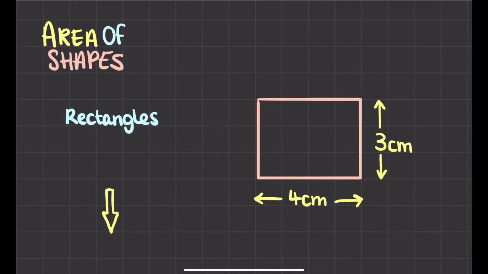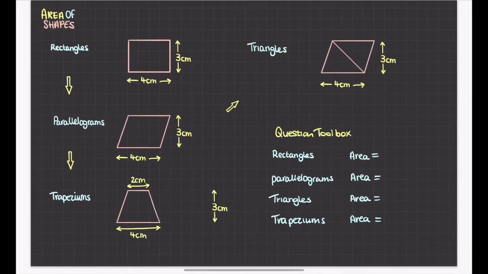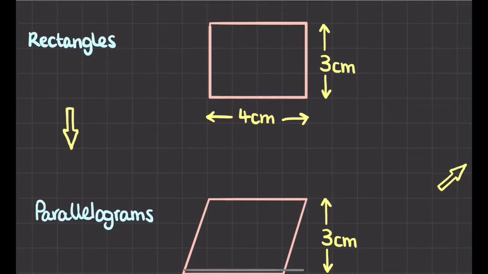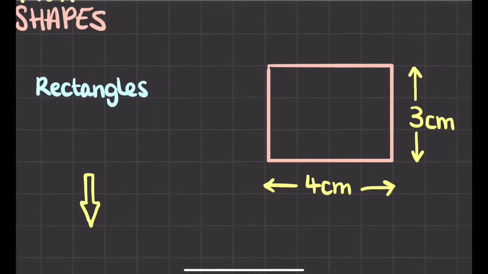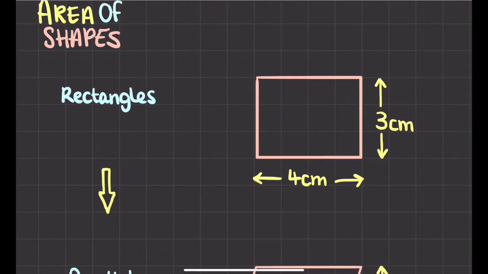In this video we're going to have a look at the area of a few different shapes, so rectangles, parallelograms, trapeziums and triangles, and we are going to look at where those formulas come from. Okay, so you probably already know what the area of a rectangle is.